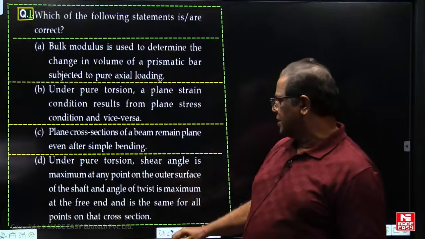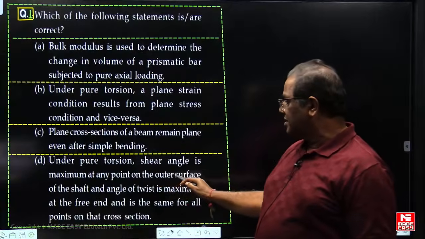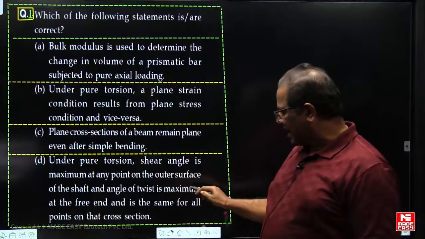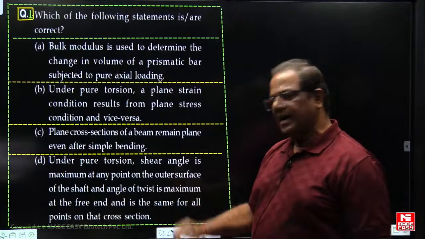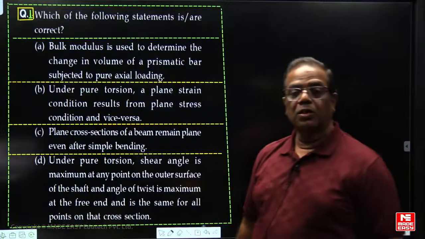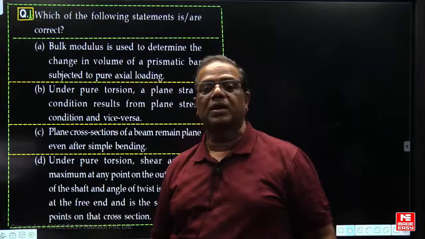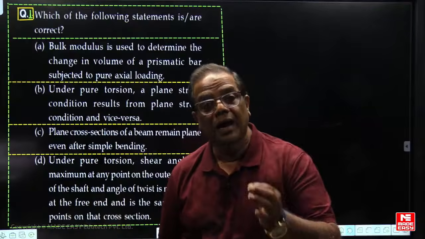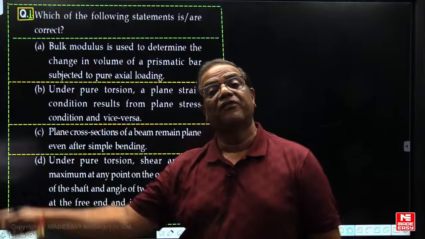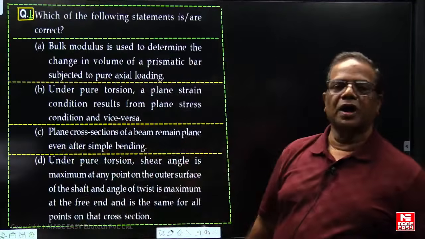Under pure torsion, shear angle is maximum at a point on the outer surface of the shaft, and angle of twist is maximum at the free end, and is the same for all the points on the cross section. So under pure torsion, the shear angle is maximum on the outer surface, and the angle of twist is maximum at a cross section at the free end, and the same for every point on the cross section. Now try to give the answer.